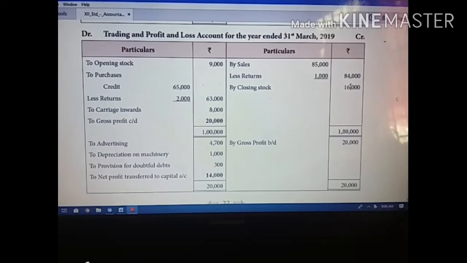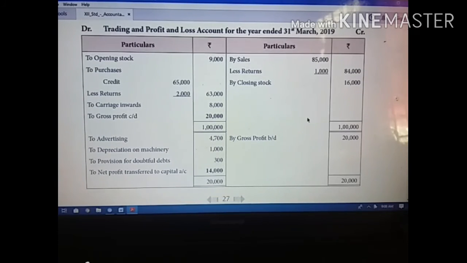Then closing stock is also available. After putting this amount, I have to add separately. I will get 1 lakh. It's the highest value, so I have to show this 1 lakh on both sides, and I have to minus the lowest value. I will get 20,000. This is the gross profit. So this gross profit I have to transfer to P&L. So these 20,000 I have to transfer to the P&L account.